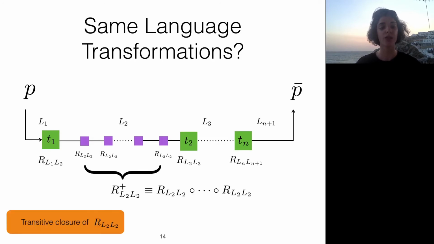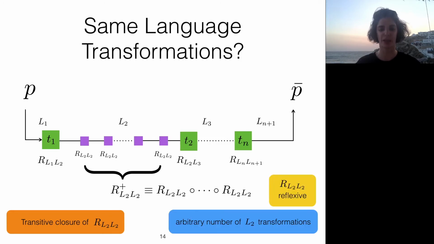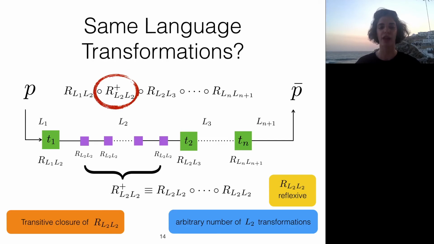Note that the sequence of such transformations trivially satisfy the transitive closure of R_L2,L2, R_L2,L2+. Because same-language logical relations are typically reflexive, the transitive closure of R_L2,L2 is satisfied by 0 or any other arbitrary number of L2 transformations. Therefore, by interleaving the transitive closure of a same-language logical relation between cross-language logical relations, we can facilitate any number of same-language transformations on its language level.